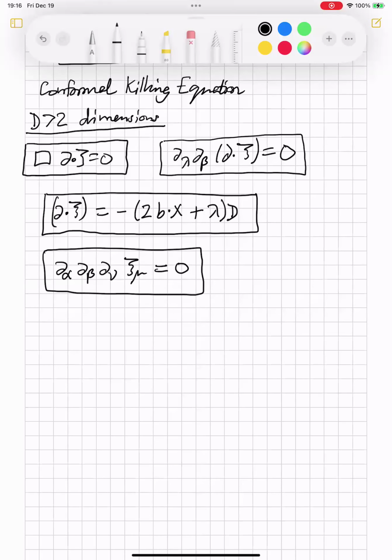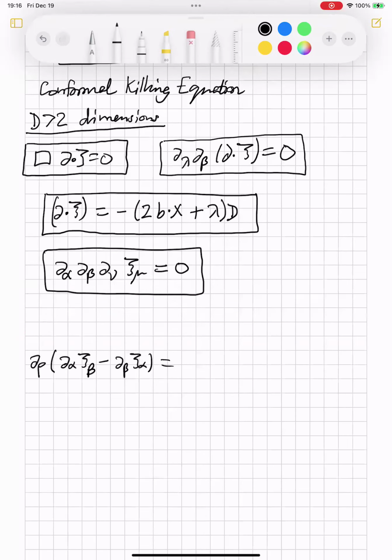Okay, so to proceed, let me do the following. So I want to look at ∂_ρ of (∂_α ζ_β − ∂_β ζ_α). Sorry, let me get a bit of space here. Insert space, good. Okay, and now I'm going to rewrite this slightly.